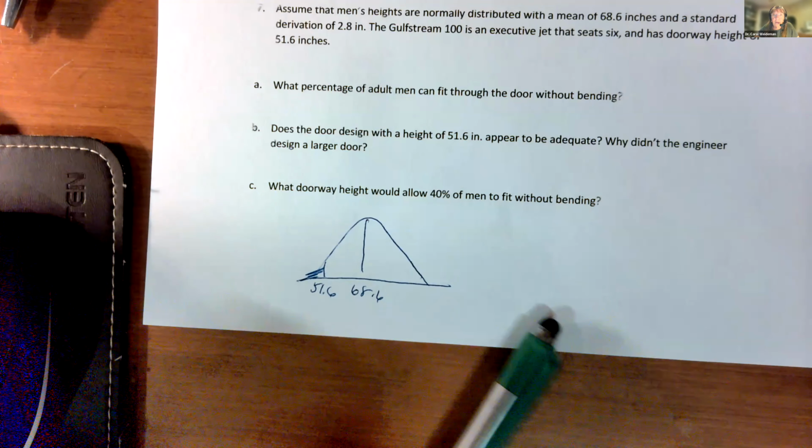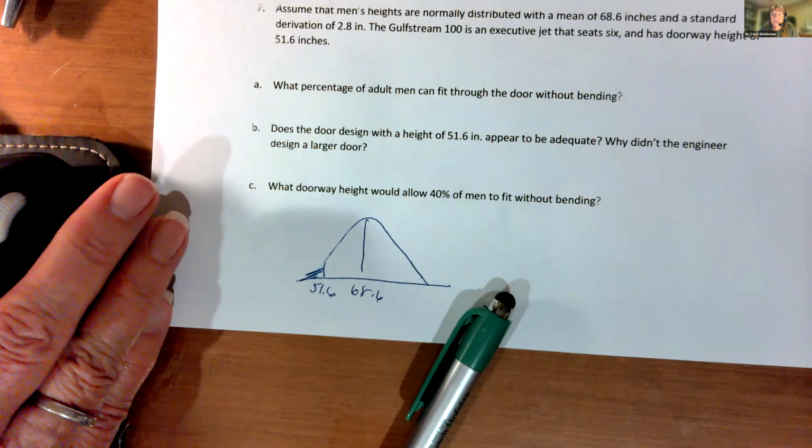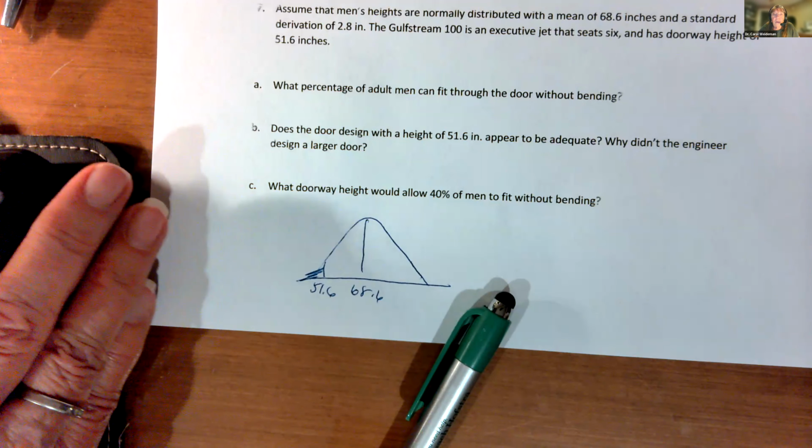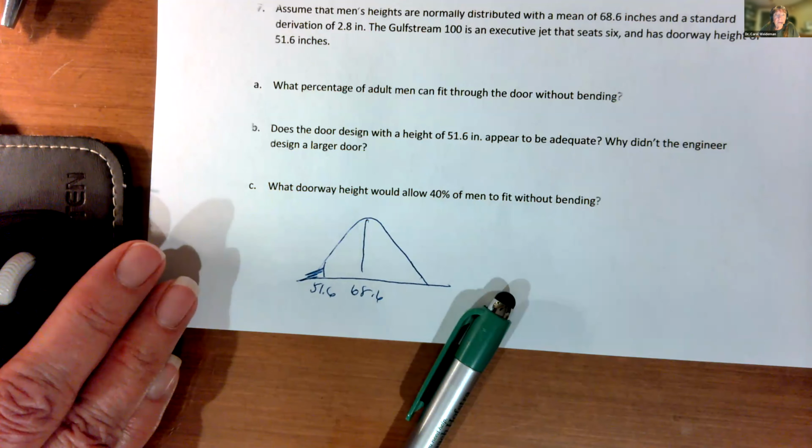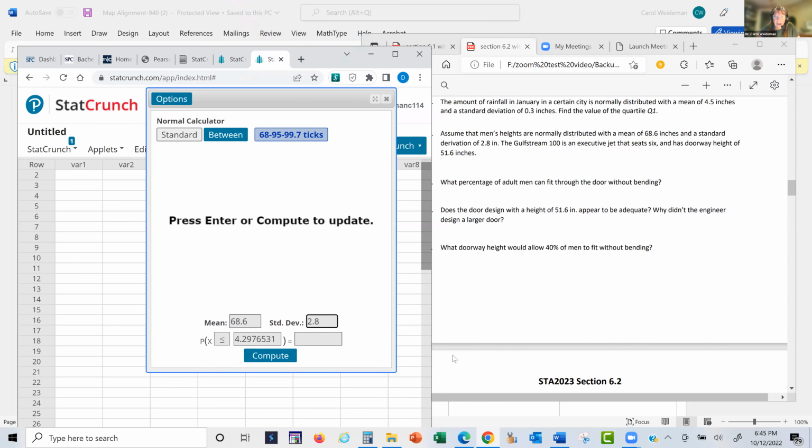Okay, so let's go back over to our tool because I already set it up for you. So we're going to do this as less than, and we want to make it fit, what was the height? 51.6. So before I hit compute, do you think very many men are going to be able to go through that door without bending? If the average height is 68.6 inches, what do you think? They have to bend. Yeah, most of them are going to have to bend, right?